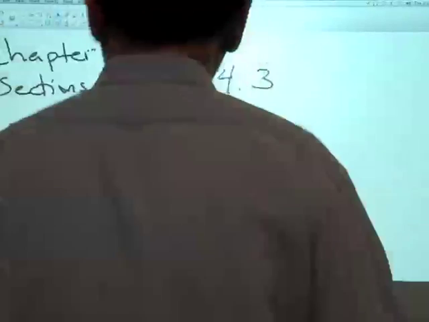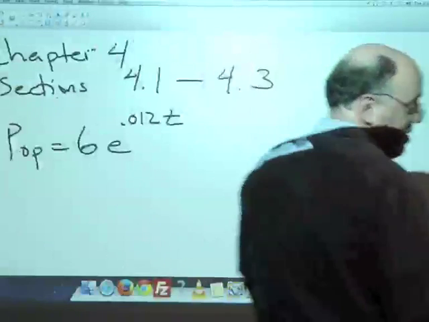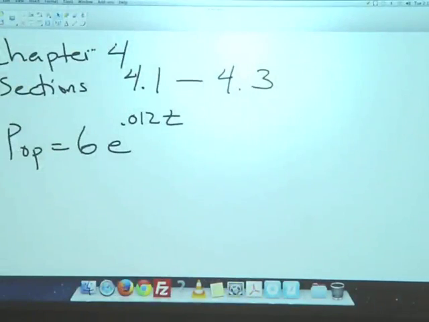So for today, we'll be doing the first half of chapter 4, sections 1 to 3. It deals with exponential equations. For example, this equation: population is given by 6 times e to the 0.012t.